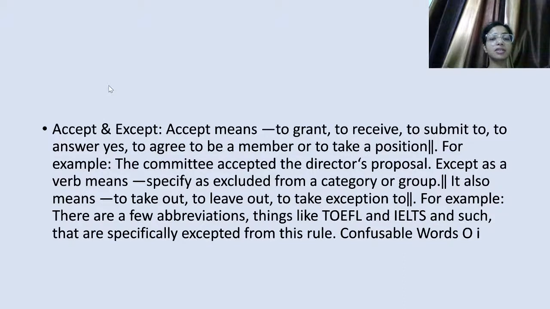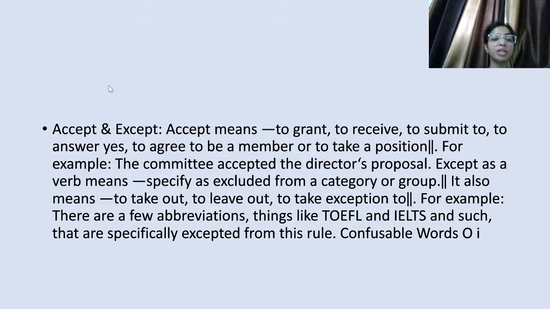Hence, this is how different usages of accept are. The committee accepted the director's proposal is yet another example. Now we have except.